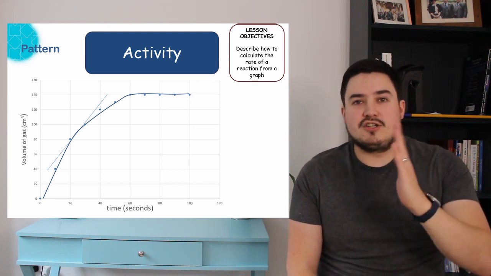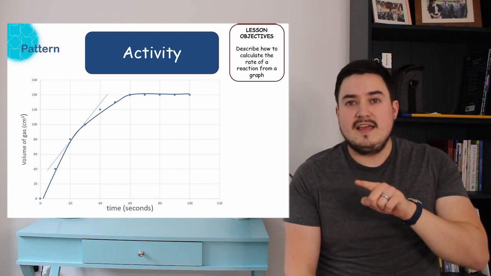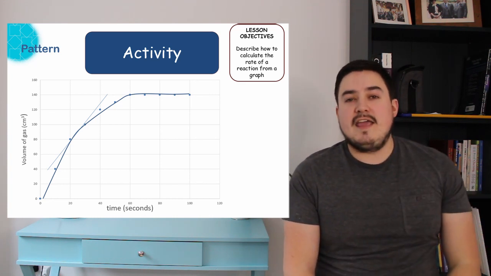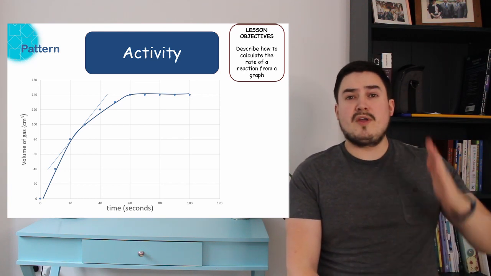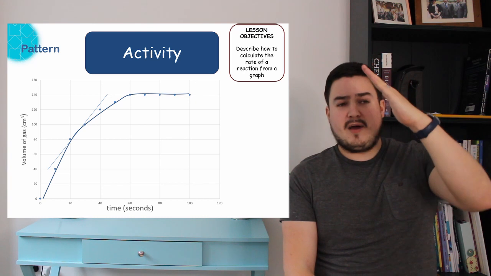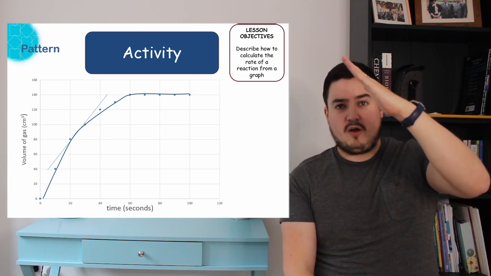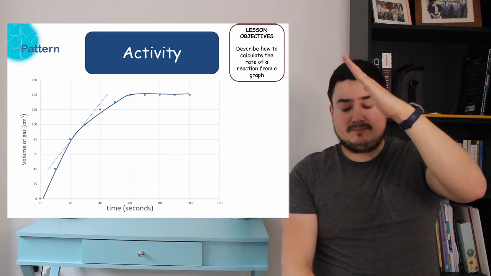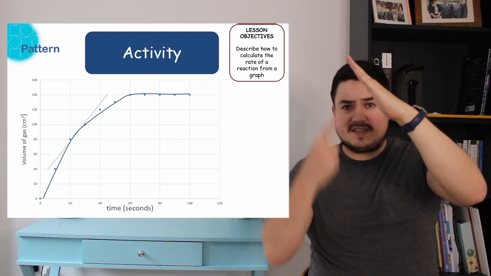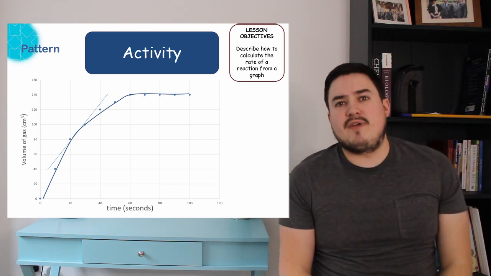If it's straight, you can just calculate the gradient by doing the change in y divided by the change in x. If we have got a curved line, like we do in most of these reactions, we're going to take a tangent from that line by drawing a line on the curve to try and make it so we can see what angle it's curving at. And we can use the line that we draw, the tangent that we draw, to calculate our rate of reaction from here.